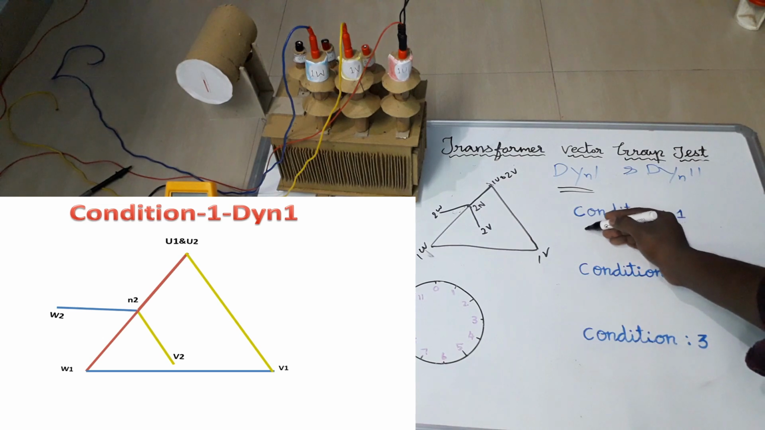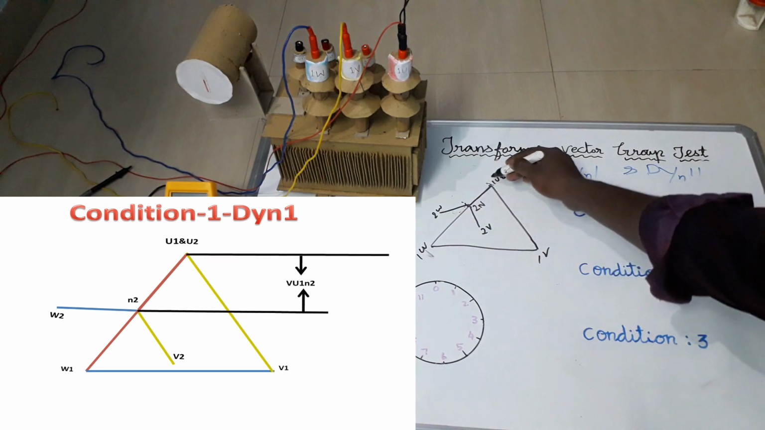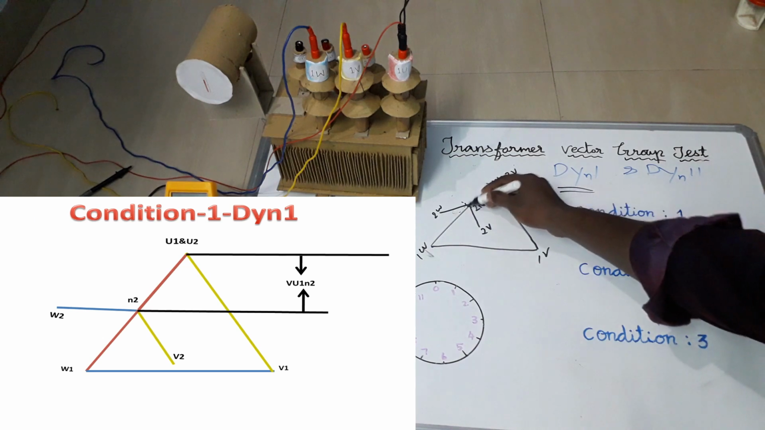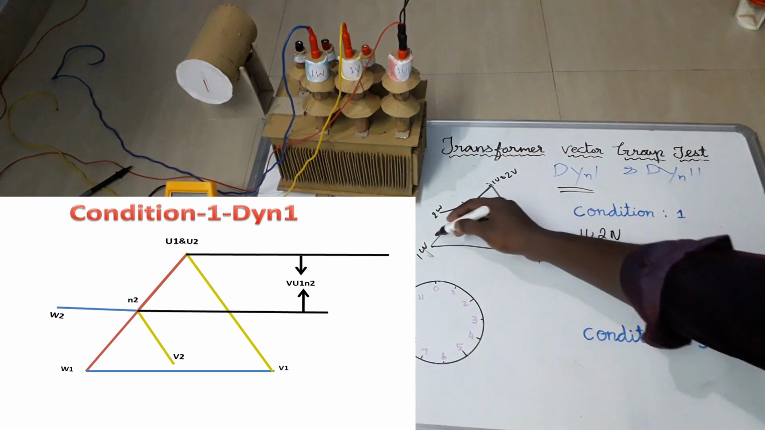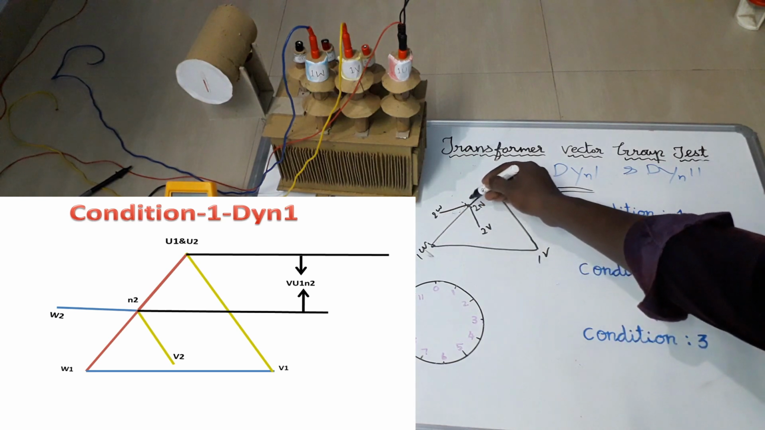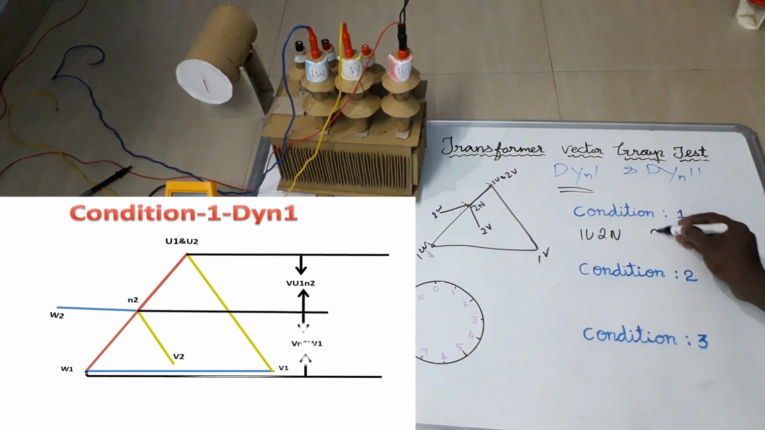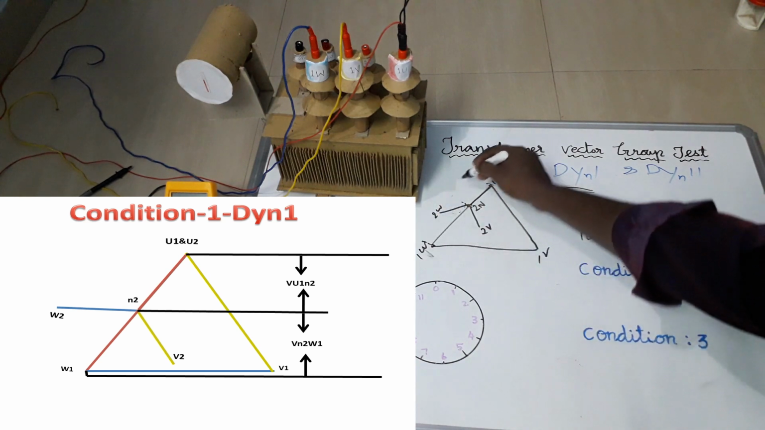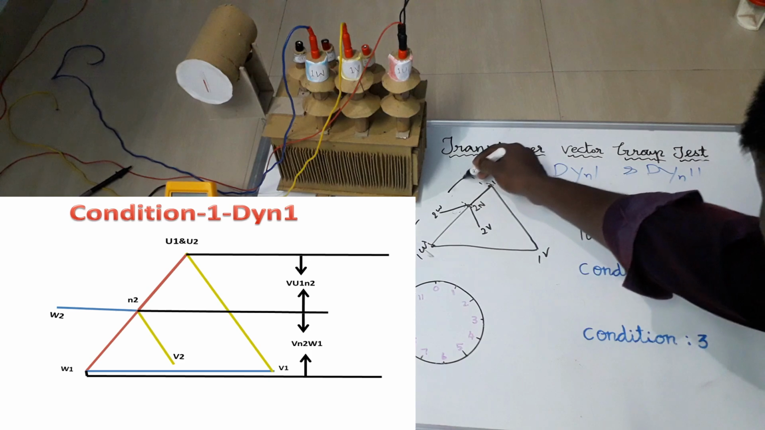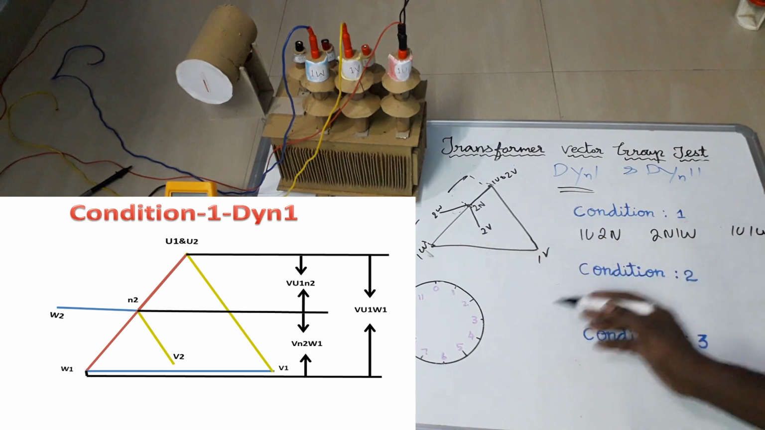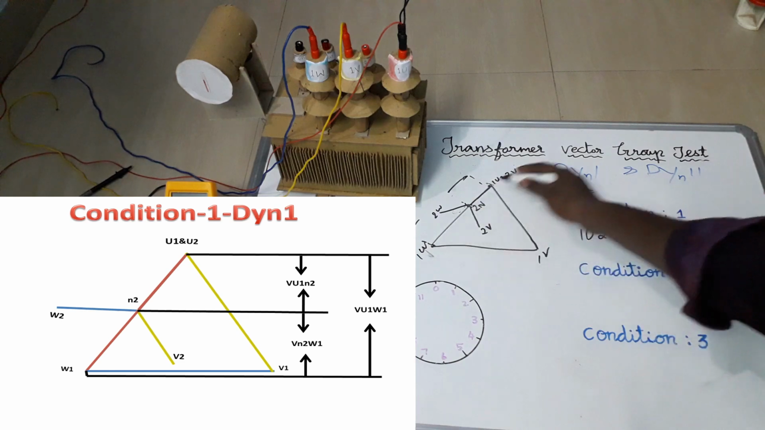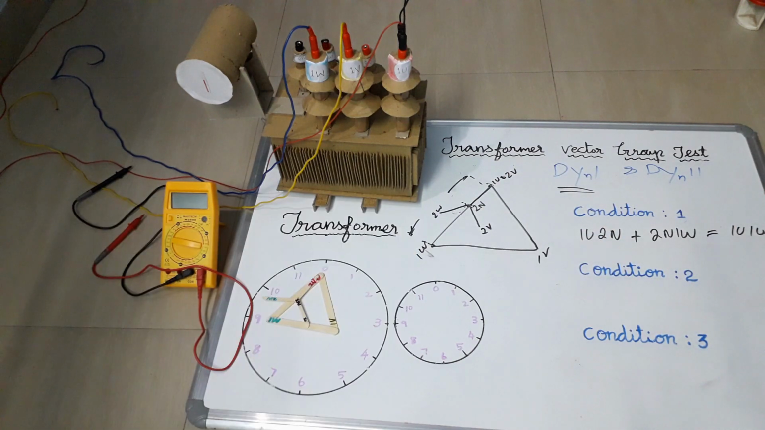For condition 1, we have to take voltage between 1U and 2N. And second, we have to check voltage between 2N and 1W. Third, we have to check voltage from here to here, that is 1U to 1W. When you add these two, it should be equal to this 1U and 1W.